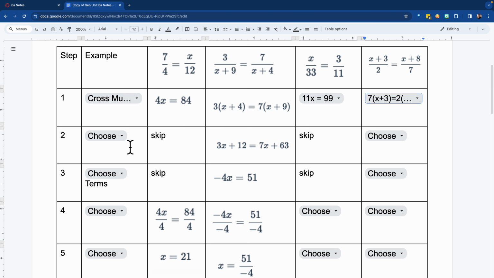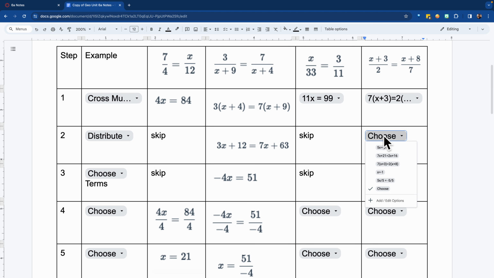So let's get to this second step. Distribute would be my second step if it's there. I have nothing to distribute in the first example. There are no parentheses that require me to multiply into them. But in this second one, I do. This 3 on the outside can multiply to both the x and the 4. It becomes 3x plus 12, because 3 times x is 3x and 3 times 4 is 12. Similarly, I get 7x plus 63.